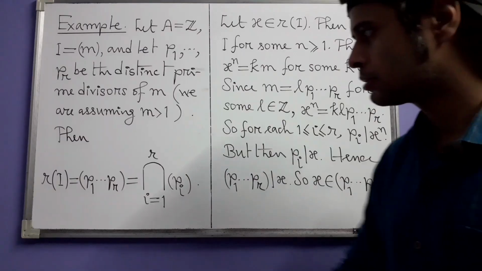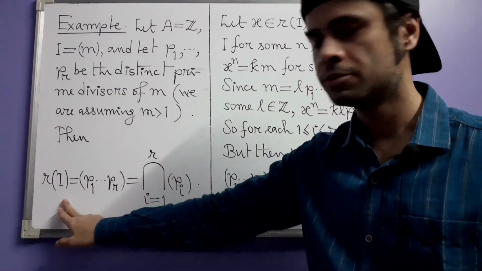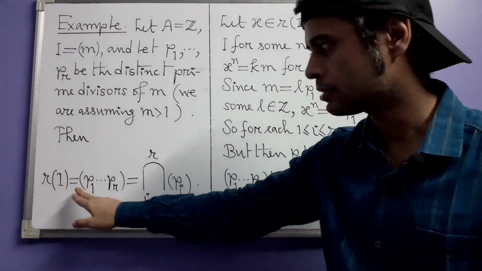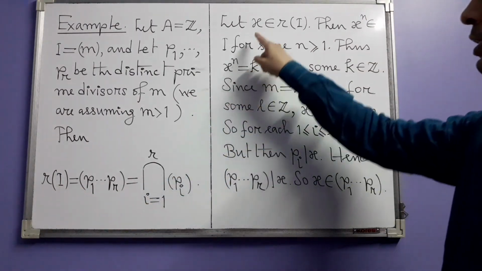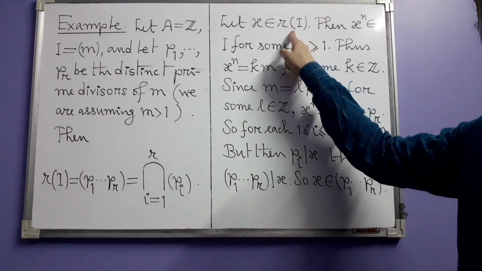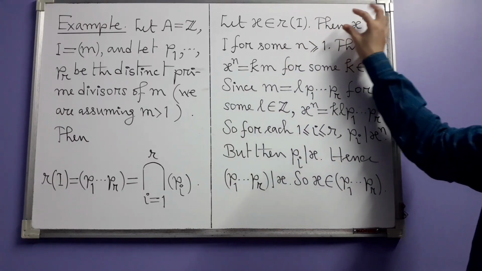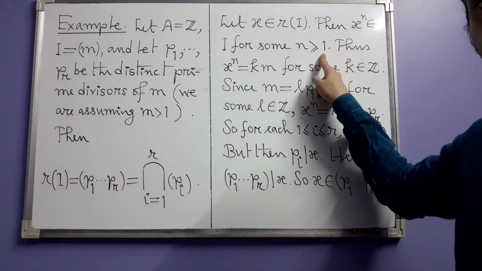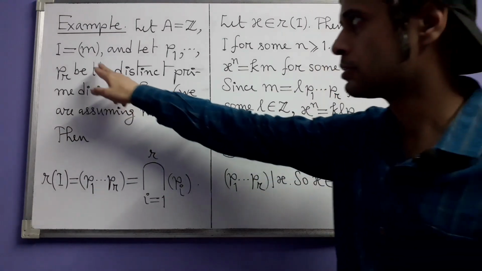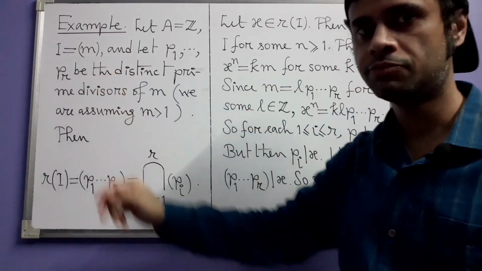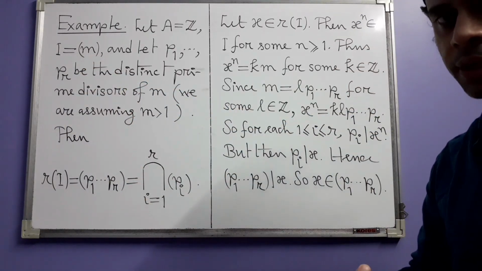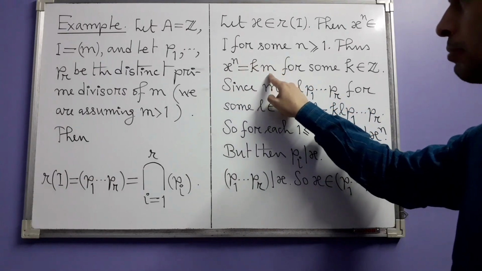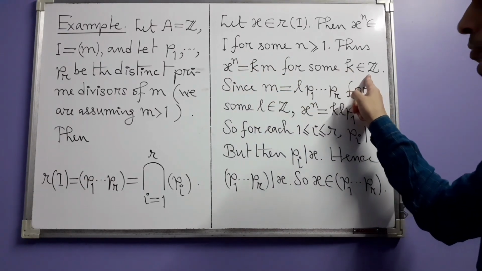So we are obviously going to show that each of these two sets is a subset of the other. Let us first show that the radical is a subset of this ideal. So we take any element x in R of I, then by the definition of R of I, some power of x will belong to I, where the exponent is a positive integer. Now what is I? I is the principal ideal generated by m. So every element in I is a multiple of m by some integer. So this x to the power n is also some k times m for some integer k.